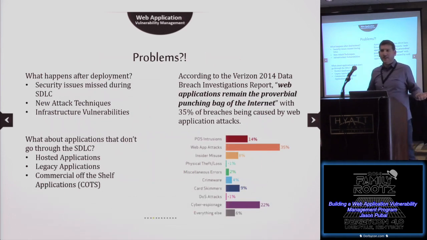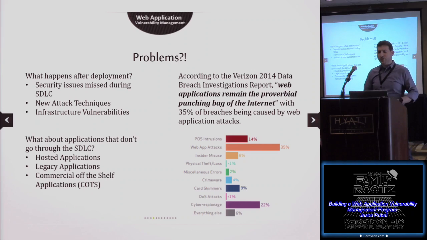When new attack techniques come up, you've got to test your applications against that new technique. And you don't always catch everything during the SDLC. What about those hosted applications or legacy applications? Maybe you have some COTS applications, right? There's always Bob from marketing who says, guys, we need the Twitters and the Facebook and a blog right now. And then he puts WordPress on AWS, and the security team is lucky to know about it, let alone be able to test it or apply patches to it later on.